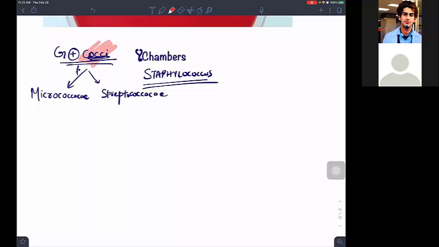The micrococci family contains Staphylococcus and Micrococcus. Okay, Staphylococcus and Micrococcus. And who is in the Streptococci family?